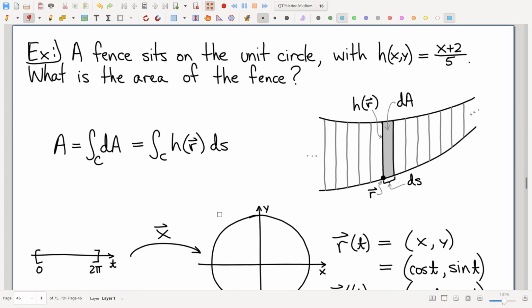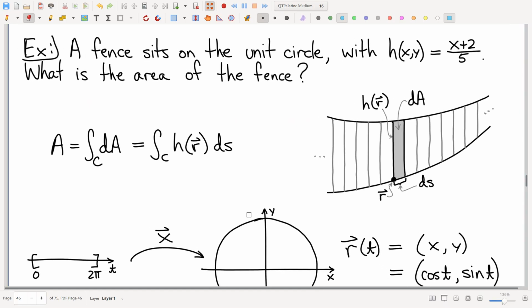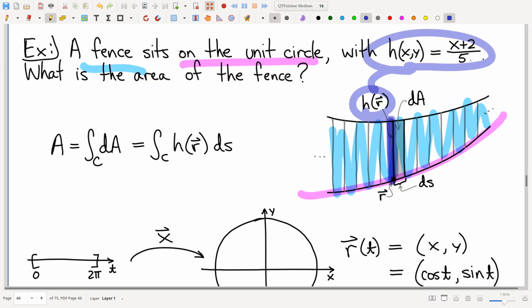Here, I made this one up. It's totally artificial, but you know, kind of relatable. So what I've got here is a fence. Whoops. I've got a fence. You know, kind of like this. And it's sitting on top of the unit circle. So maybe the unit circle is my property line. Right? I'm building a fence on my property line. And I know the height of the fence. You know, how tall the fence is depends on position.